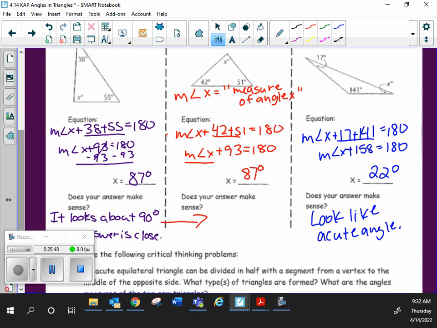Okay. Real quick before we move on, if Miss Lytle wrote 17 plus the measure of angle X plus 141, would that be a correct equation? If I change the order on this side, would that be okay?